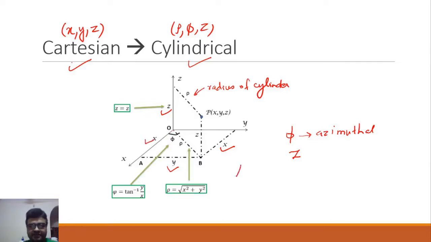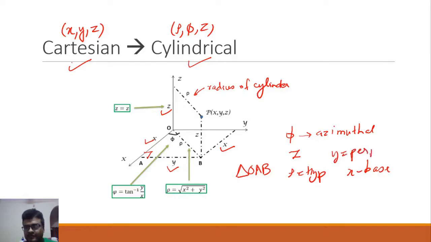So let us concentrate on the triangle OAB. In this triangle OAB, AB is perpendicular to OA because AB is the perpendicular which is dropped on the x-axis. So in the triangle OAB, if you apply the Pythagoras theorem, you will see that rho is the hypotenuse, x is the base and y is the perpendicular. So to find rho, we have to do nothing but find the perpendicular square plus base square. This is nothing but the Pythagoras theorem, right?